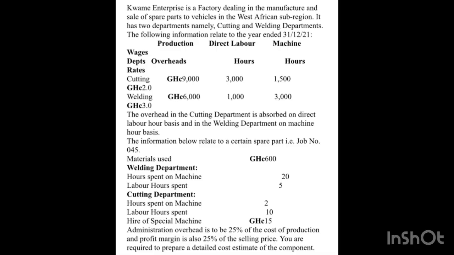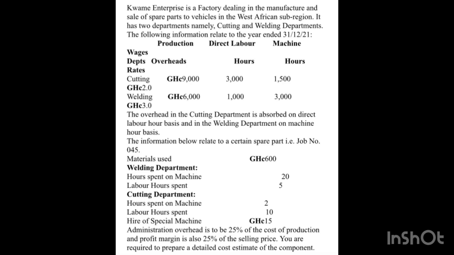We have the two departments, cutting and welding, where we have the production overheads of 9,000 and 6,000 respectively. We have direct labor hours, which are 3,000 and 1,000 respectively. Machine hours are 1,500 and 3,000 respectively. And we have the wage rates, which are 2 cedis and 3 cedis for cutting and welding respectively. The overhead in the cutting department is absorbed on a direct labor hours basis, and in the welding department on a machine hour basis.